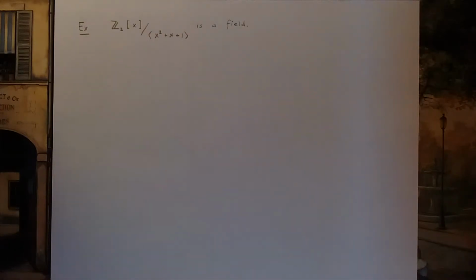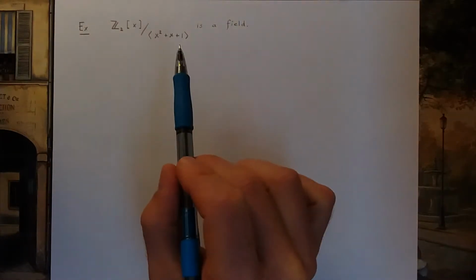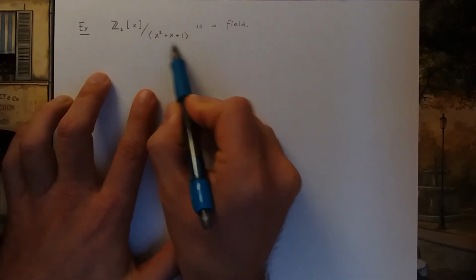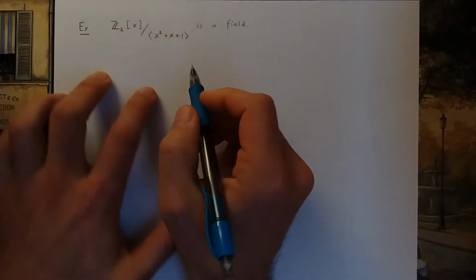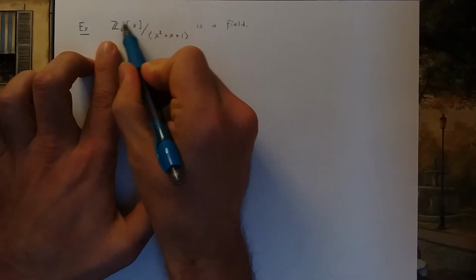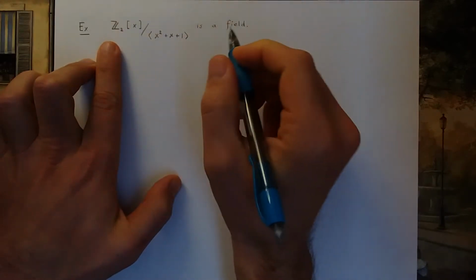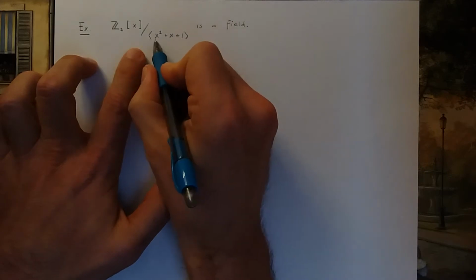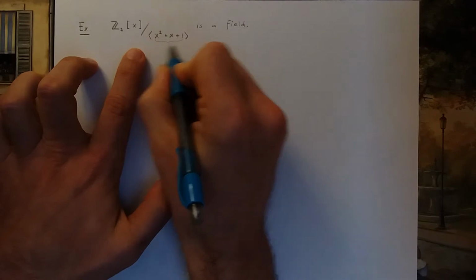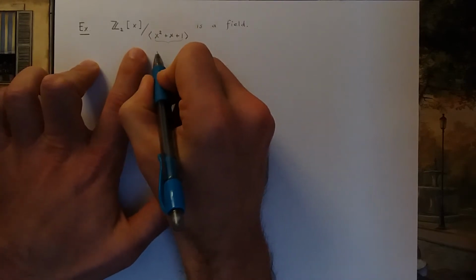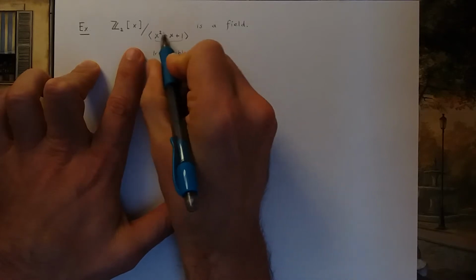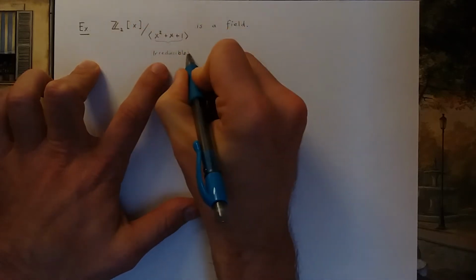So here's an example of the theorem that says your ideal is maximal if and only if your polynomial is irreducible. Here I have a field, Z2. I'm going to look at polynomials with coefficients in Z2, all operations done mod 2. And here I have a polynomial, x squared plus x plus 1, and I claim that's irreducible. It's irreducible because it's a degree 2 polynomial that does not have a root.